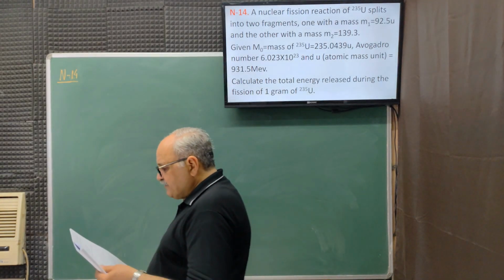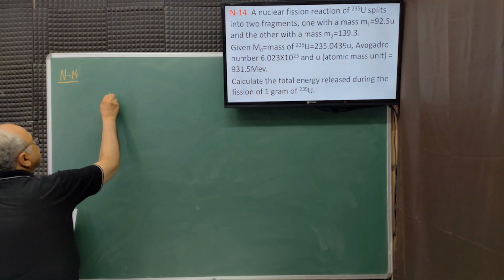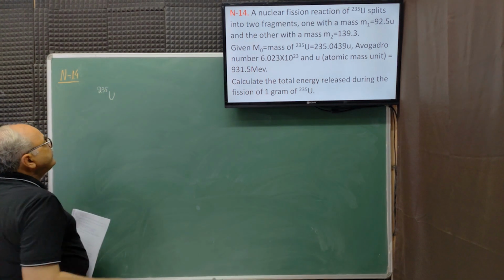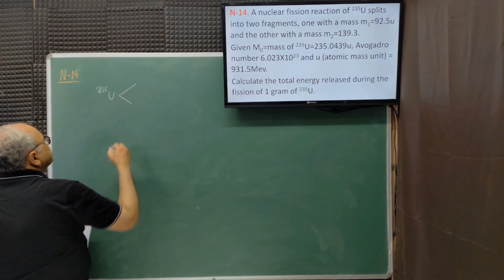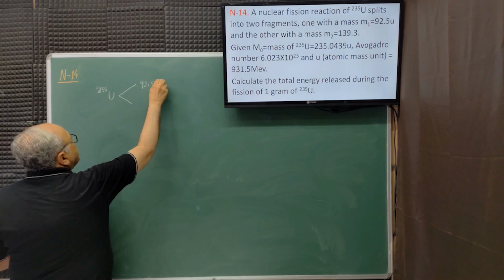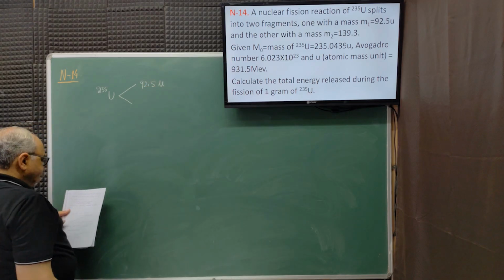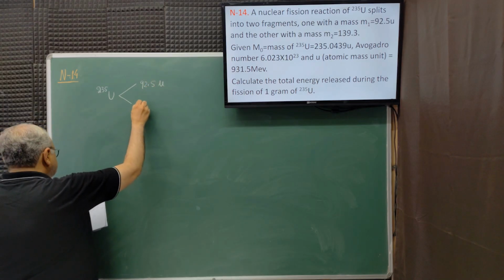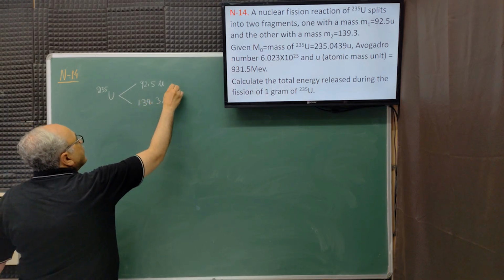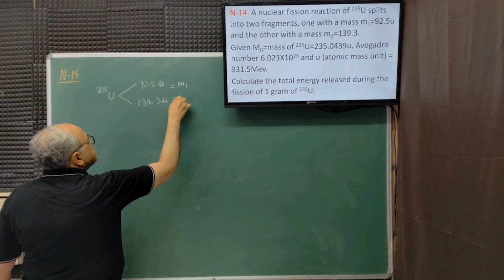In the question it is given that a uranium-235 breaks up into two parts, and one has a mass of 92.5 atomic mass units, and the other has a mass of 139.3 u. Let me call this M1 and this M2.